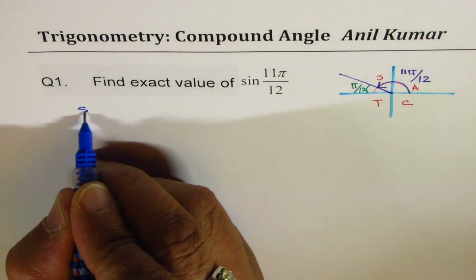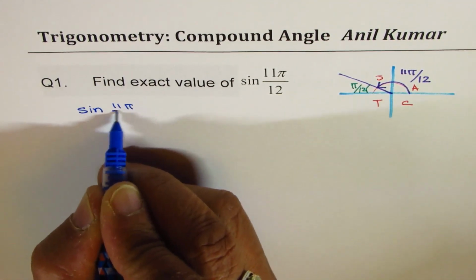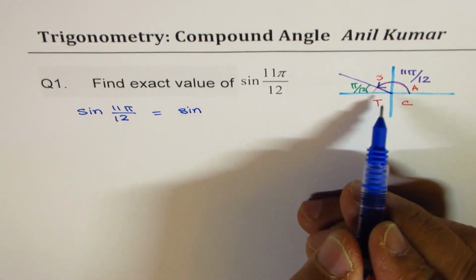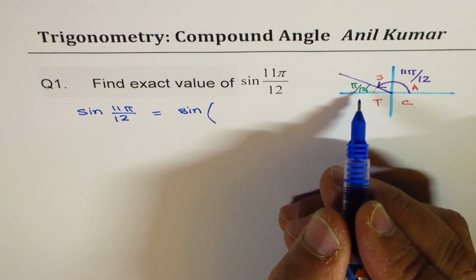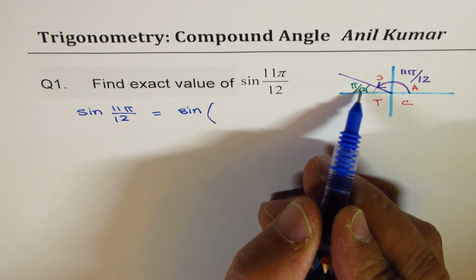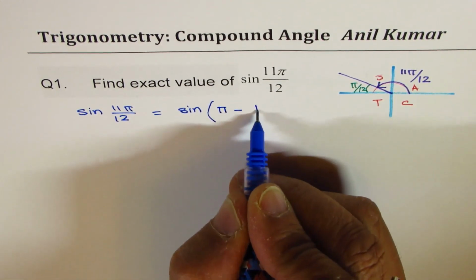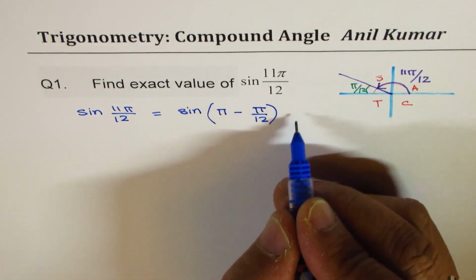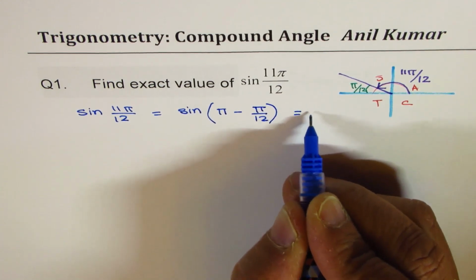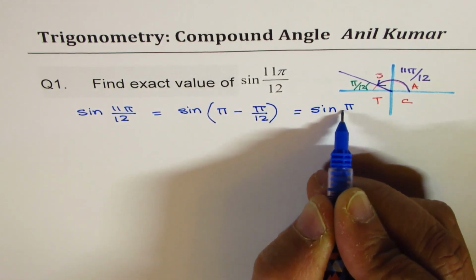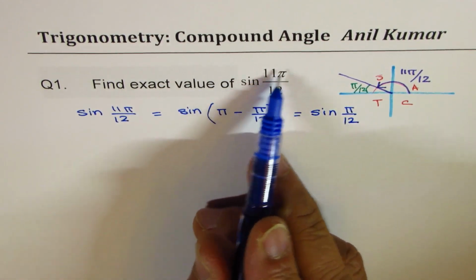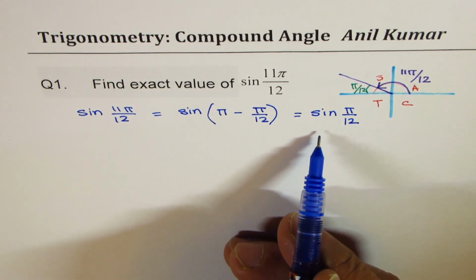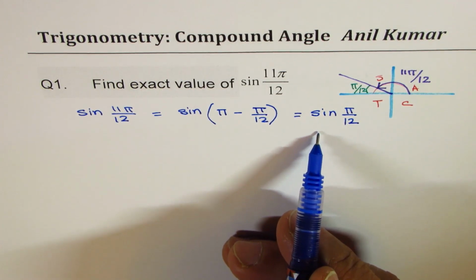Therefore, we can write sine 11 pi by 12 as equal to sine of pi minus, so 12 pi by 12 is pi, correct? The acute angle is pi by 12, so it is pi minus pi by 12, correct? Now, that could be written as sine pi by 12, correct? So basically, sine 11 pi by 12 is sine pi by 12. Perfect. So now we need to find the exact value for sine pi by 12.